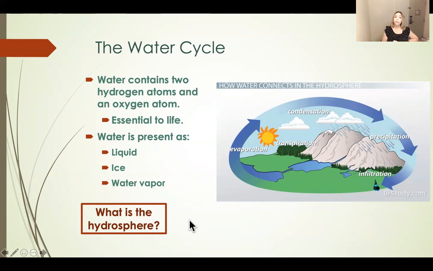Okay, so let's go over some basic information. I already told you water has 2 hydrogen atoms and an oxygen. Now, water is absolutely essential to life, which you probably know. Most of your body is made of water, or a lot of your body is made of water, right? And then also water can be present in 3 different states. What that means is water can be liquid, ice, or water vapor, which is a gas. Now, my question here is, what is the hydrosphere? And we talked about that earlier. Also, it's in your reading. So I'm going to let you go back and review that on your own.